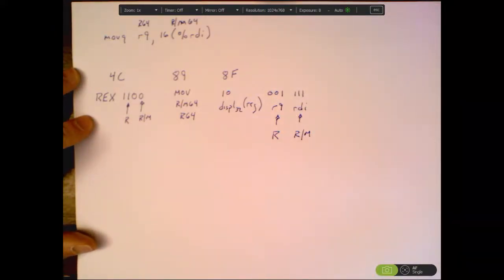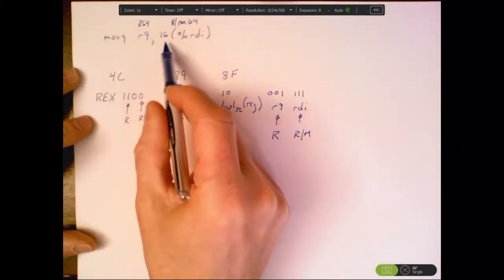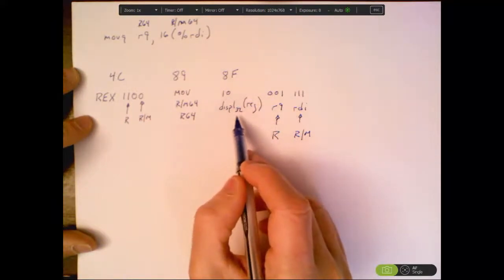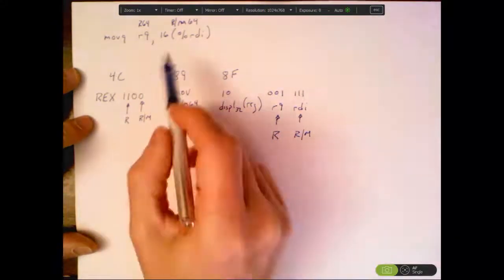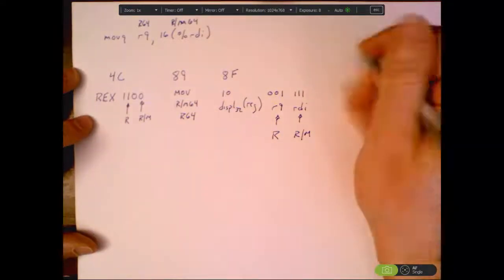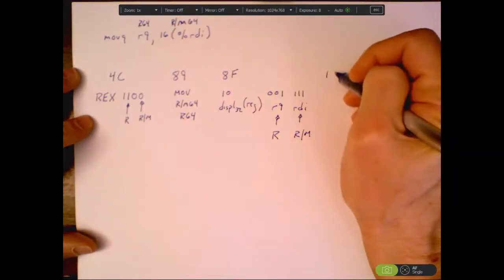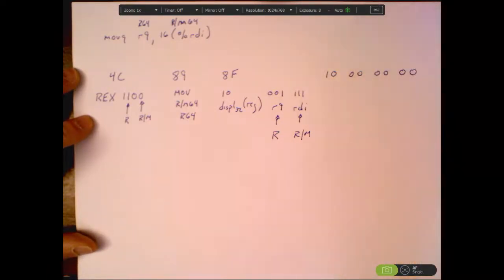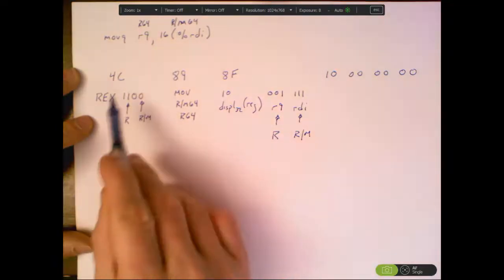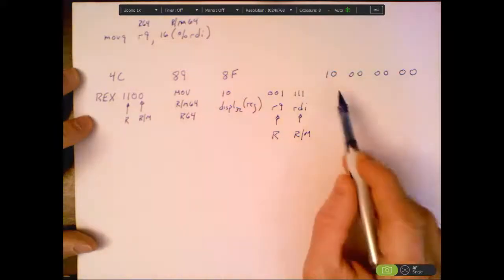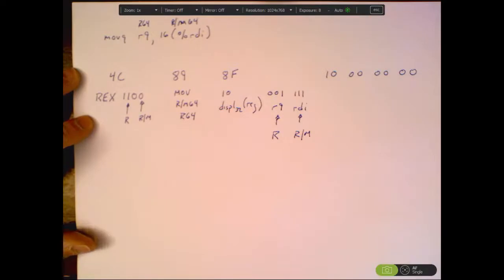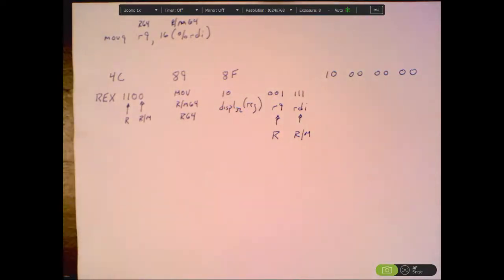Okay. Now I have to describe the displacement of 16. And I've decided to use a 32-bit displacement. Again, this is decimal 16. So the displacement I want to store in hex is 10000000. Okay, so in the end I have a 7-byte instruction, 4C, 89, 8F, and then the 32-bit displacement 10000000. All right, so that's enough of this. Let's stop here.